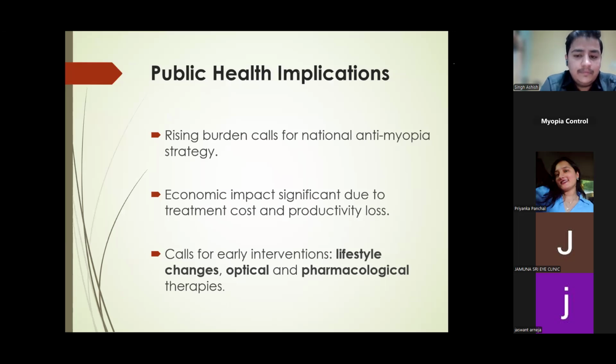So after checking the key results, what are the public health implications included? Rising burden calls for national anti-myopia strategies. We should talk about economic impact, significant due to treatment cost and productivity loss. It calls for early intervention, lifestyle changes, optical and pharmacological therapies for pre-myopes or the myopes who have just been identified.